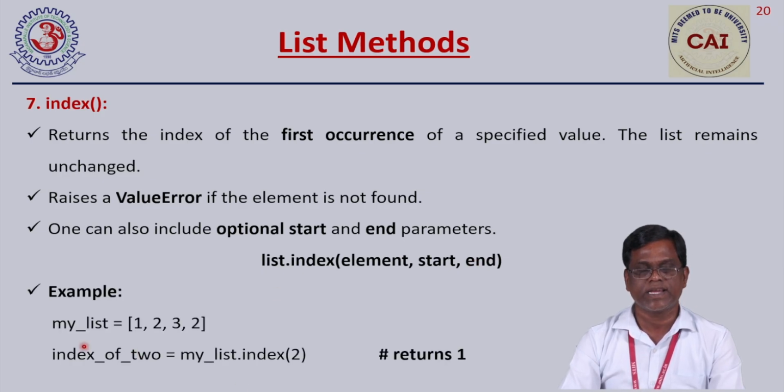And here is the example. I created my list with the values 1, 2, 3, 2, and here I am applying the index method on this list by providing the value 2. See here, my list dot index of 2. It will return the index value 1. If you observe the list, the value is available at the first location, so the first occurrence position is the index value that is returned. So this is about the index method.